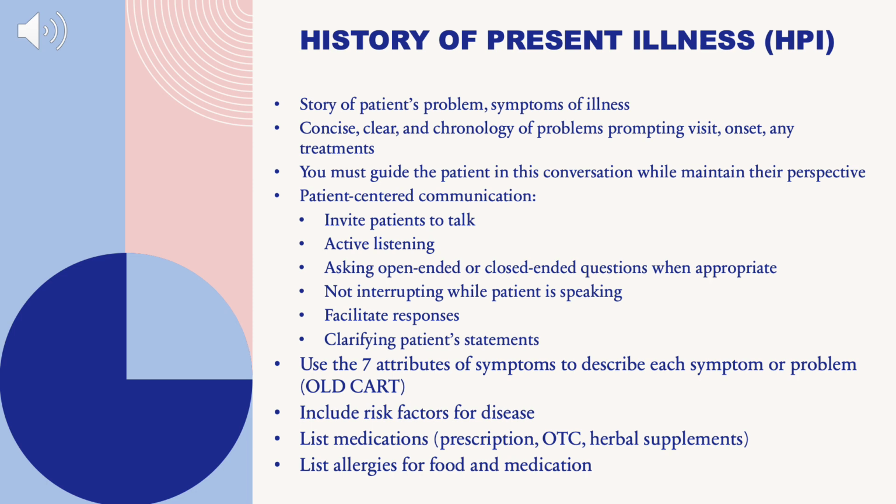And then use the 7 attributes of a symptom to describe each symptom or problem. So that's your old card. Okay, that's the 7 attributes of symptoms to describe each symptom or problem. Include risk factors for disease. You can list medications that they're taking and the allergies that they have, either to food or medication.